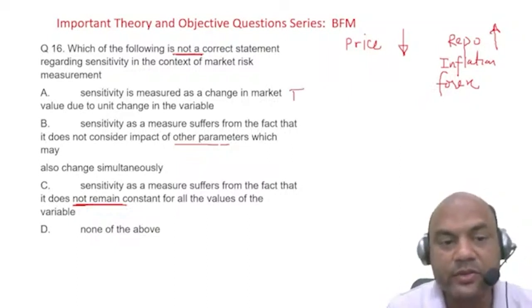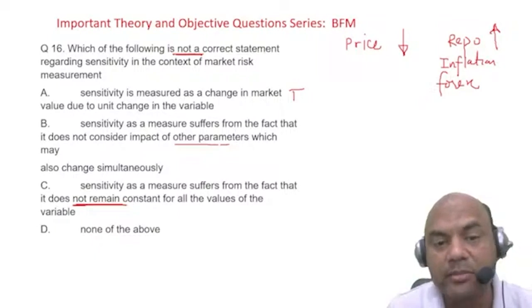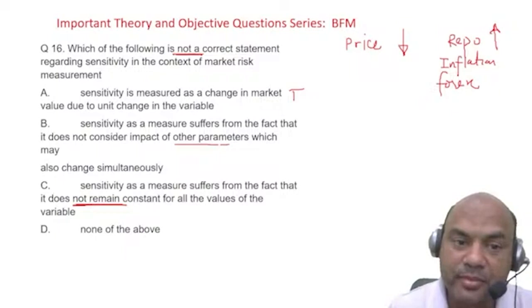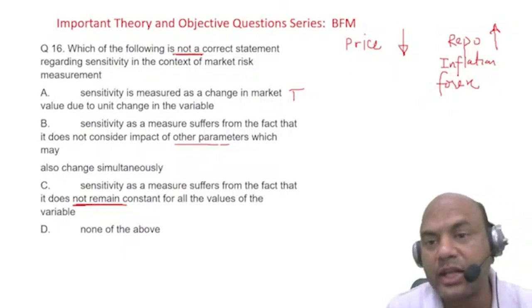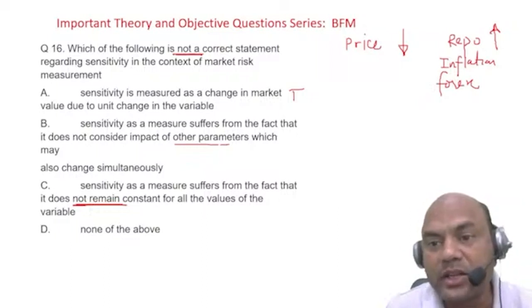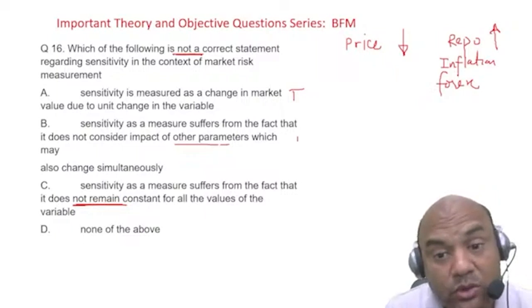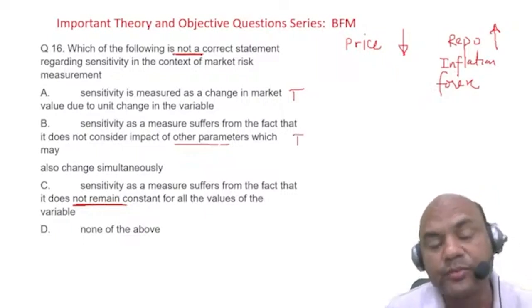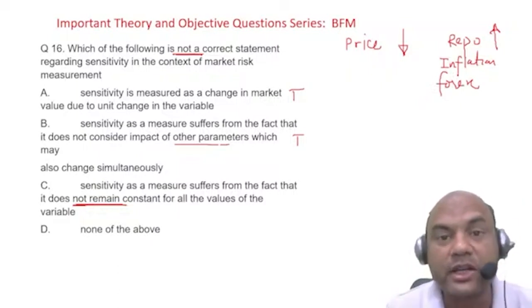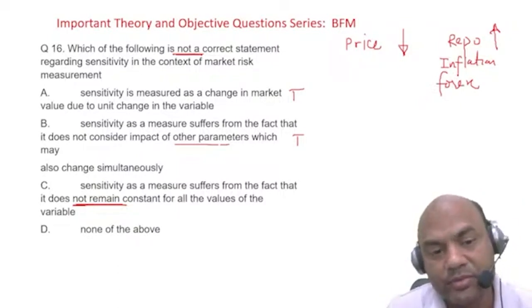Sensitivity as a measure suffers from the fact that it does not consider the impact of other parameters which may also change simultaneously. Means what? It means when I am studying repo versus price, I am just considering the correlation between these two parameters. I am not considering inflation and forex changes in this. So this is also true. Whenever we study any parameter for the result, we have to study only that parameter.